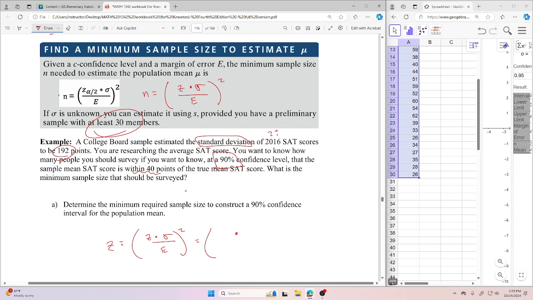Standard deviation of what? How much is my standard deviation? 192. Awesome. Within margin of error, within 40, and then all of this is going to be squared here in a minute. But I'm still missing my Z. I still don't know what that Z is. I do know that it's supposed to be 90% confidence.